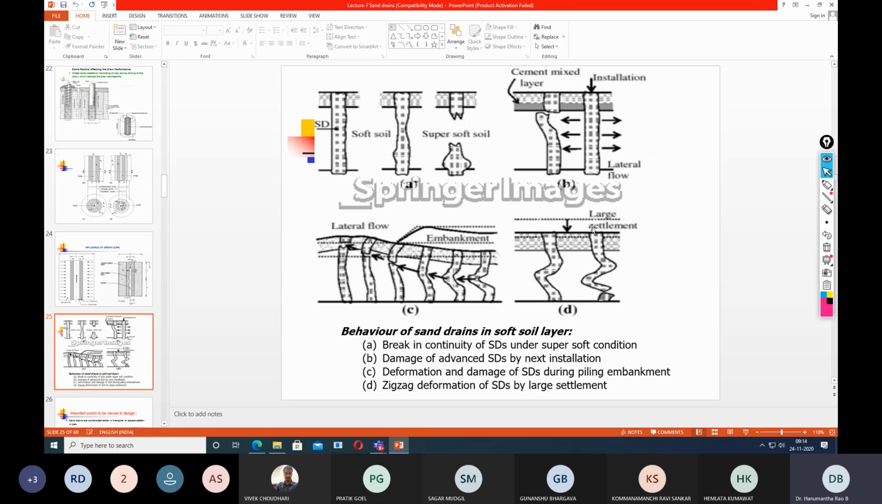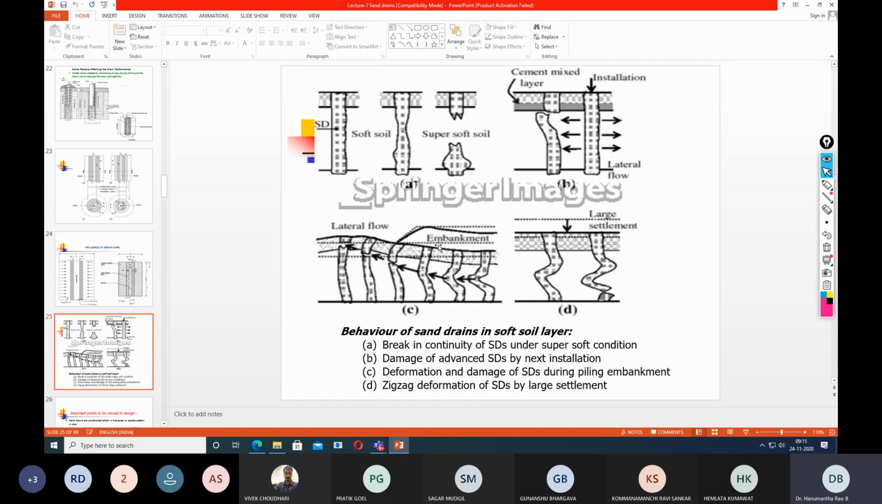Another possibility of failure is damage of advanced sand drains by the next installation. As you can see, if you do not properly design the spacing of the sand drains, when you are installing the adjacent one, it may cause damage to the adjacent sand drains because of the lateral thrust. The third possible failure is deformation and damage of sand drains during the piling of the embankment.